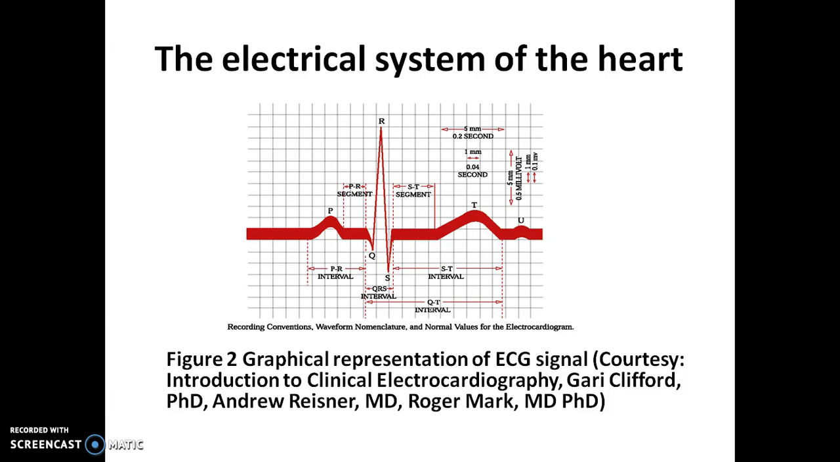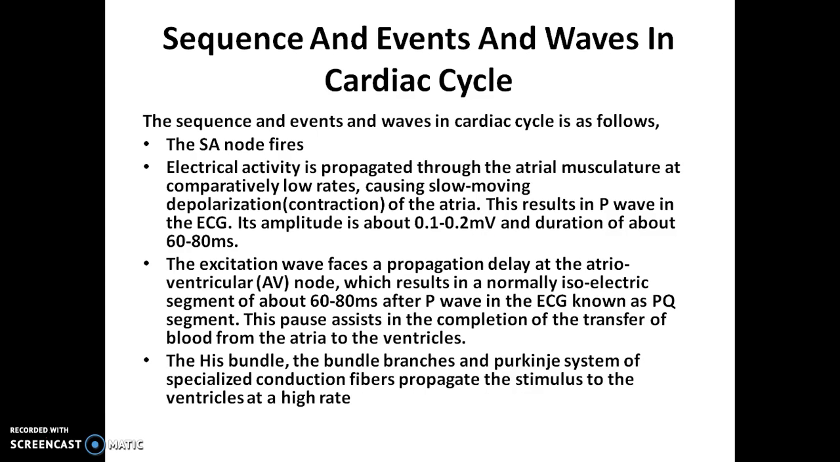So in this slide we can see the ECG signal pattern. This is the ECG signal shape or pattern. In ECG there are various waves, like the P wave, the QRS wave, the T wave and the U wave. Each wave corresponds to a particular functionality of the heart, which we will discuss in detail in the forthcoming slides.